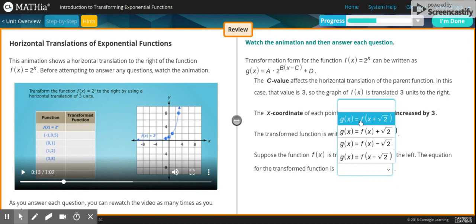So it'd be x plus 2, because x minus 2 is going to shift it to the right and not to the left. So you want it to shift to the left, so it has to be in the parentheses and it has to be plus.